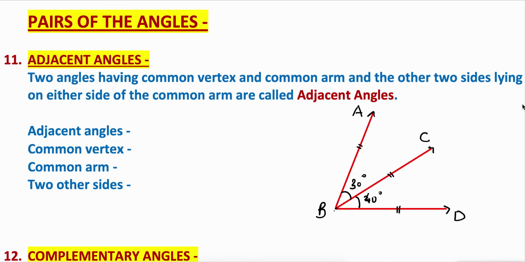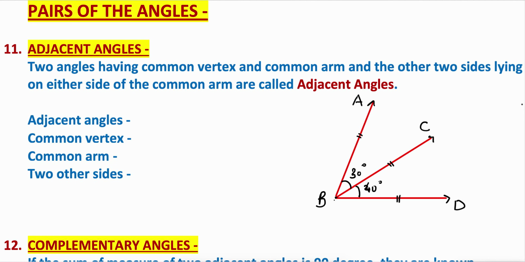Pairs of angle. First is the adjacent angle. The two angles having common vertex and common arm and the other two sides lying on either side of the common arm are called the adjacent angle. Suppose here we have two angles, angle ABC and angle CBD.